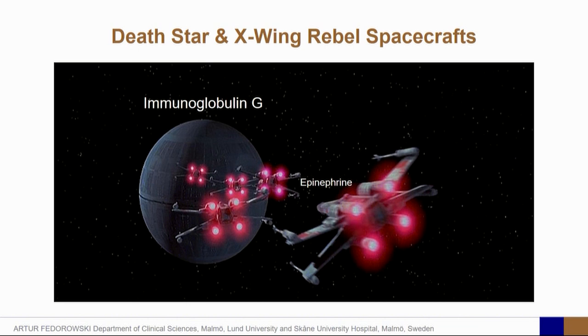You can see the rebel spacecraft, the good guys, and the bad guys, Death Star. So the immunoglobulin is the bad guy. Oh, it's probably how it is in POTS as well. So immunoglobulin G, the autoantibody, is the bad guy, Death Star, and you have epinephrine, tiny tiny guys trying to counteract the effects of autoantibodies.